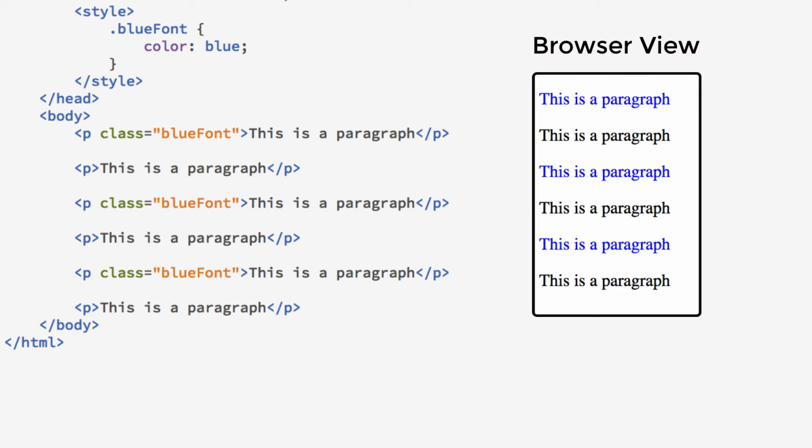In the example shown, I have a series of paragraph elements. Some of the paragraph elements have a class of blue font applied to them. Those with the class of blue font have a font with the color blue, while the others do not. This is an example of a class. Any element that has a class of blue font will get the blue font rule applied to it.